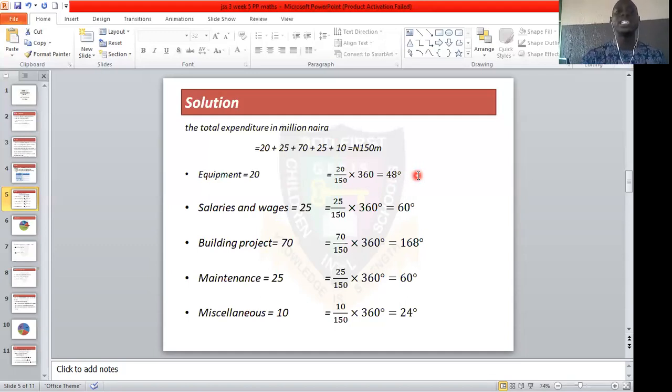Salaries and wages is 25 million over 150 times 360, which gives you 60 degrees. You do the same for the building project, maintenance, and miscellaneous, and you get the values of the sectors. Now you can present this data in a pie chart.